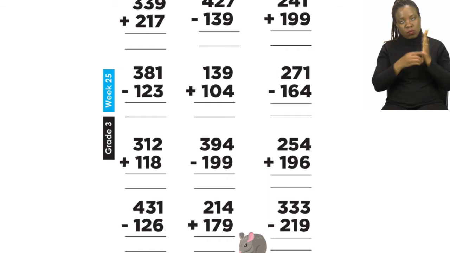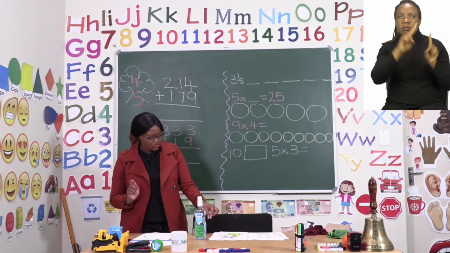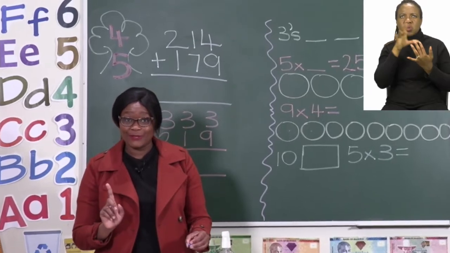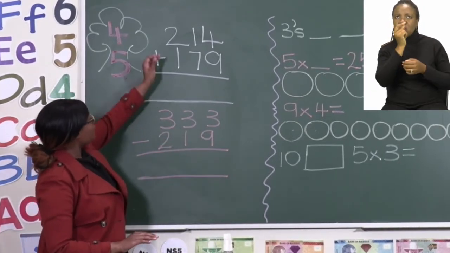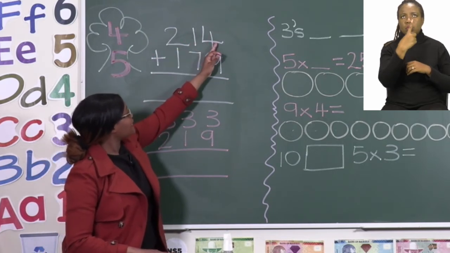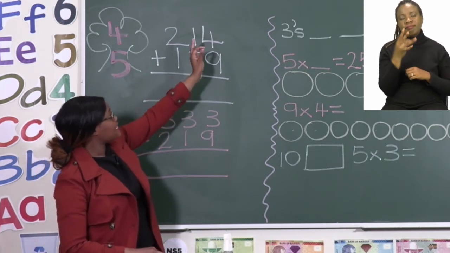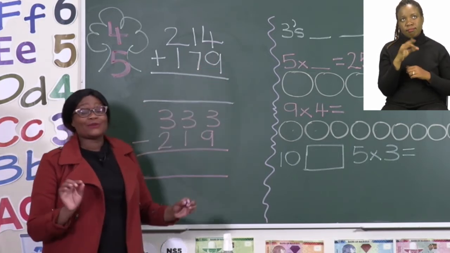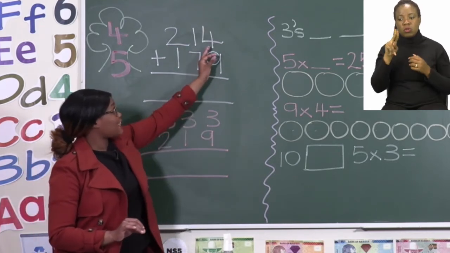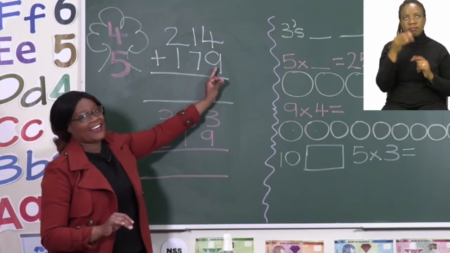Let's take a look at the board. Now we're going to do the first one that says adding, and let me choose a color that we can all see very clearly. I'm going to choose blue. So let's read it together: 214 plus 179. To break it down, we start with our units, which means these numbers here. And we say 4 plus 9.